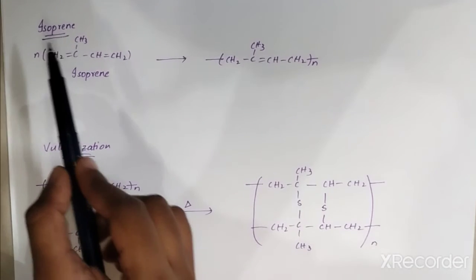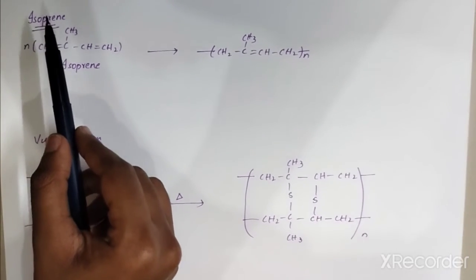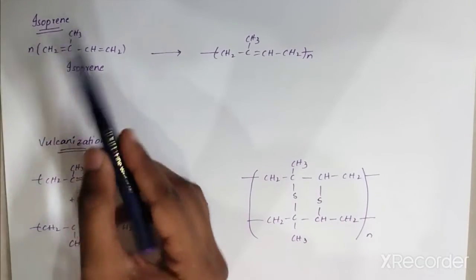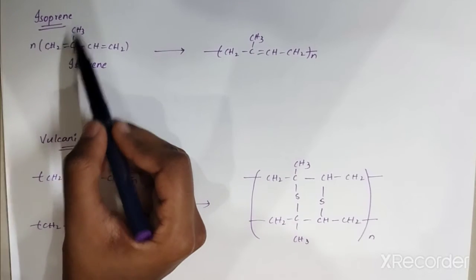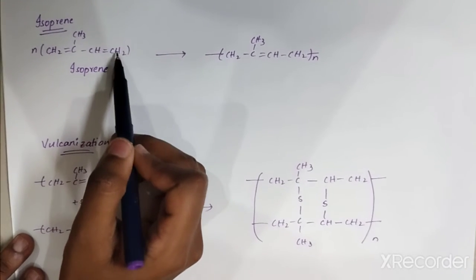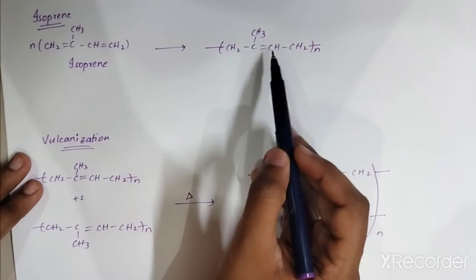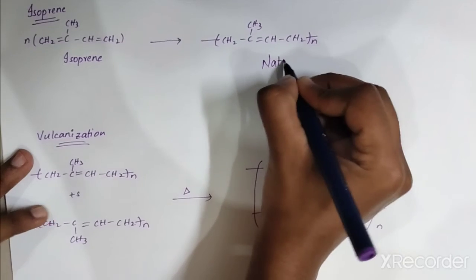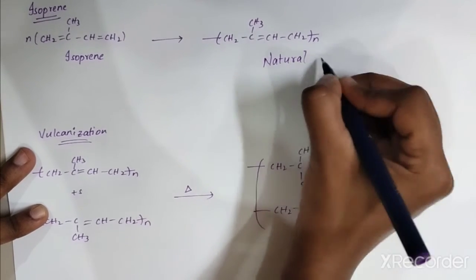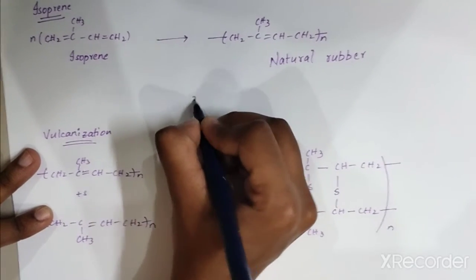Now we'll see another example, isoprene. The IUPAC name of isoprene is 2-methyl-1,3-butadiene, and this is the structure: CH2=C(CH3)-CH=CH2, and after polymerizing the polymer is in this way, and this is known as polyisoprene, and it is also called natural rubber. And here the functionality of isoprene is 2.